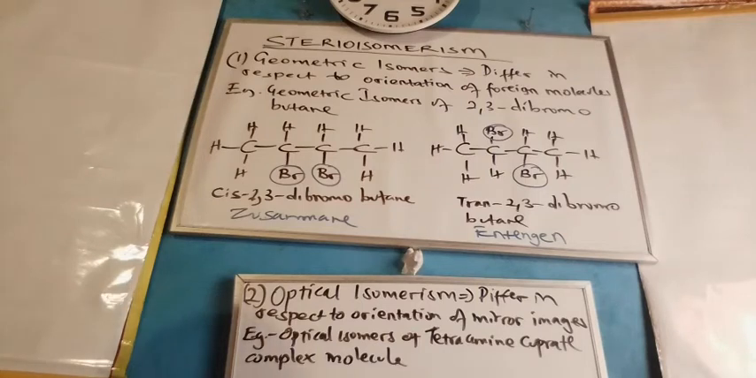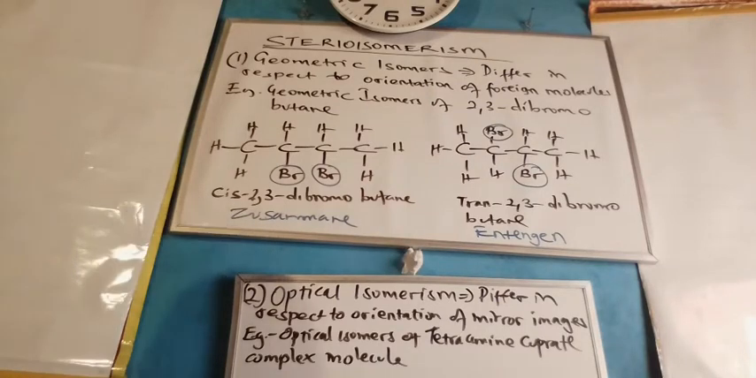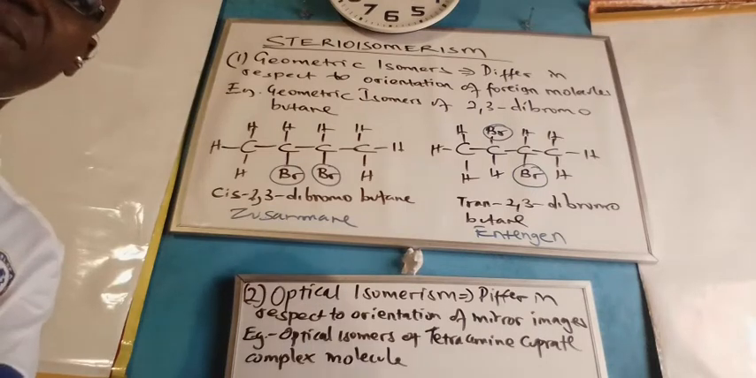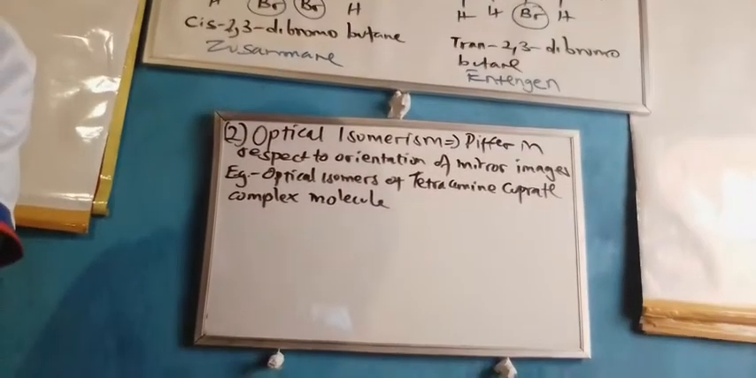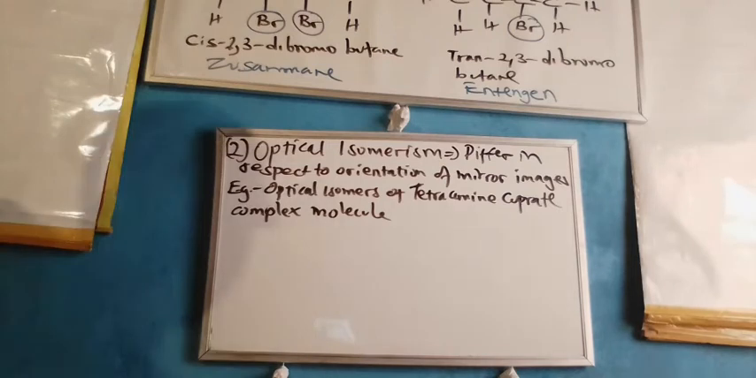Therefore, in summary, the geometric isomers differ in respect to arrangement of position of foreign molecules. When they are on the same side, they are known as the Z isomer or the cis structural isomer, and when they are on opposite side, they are the E geometric isomers or the trans. Next, we have the optical isomers, and the term optical means involving photo or mirror images. Therefore, optical isomers differ in respect to the orientation of the mirror images.